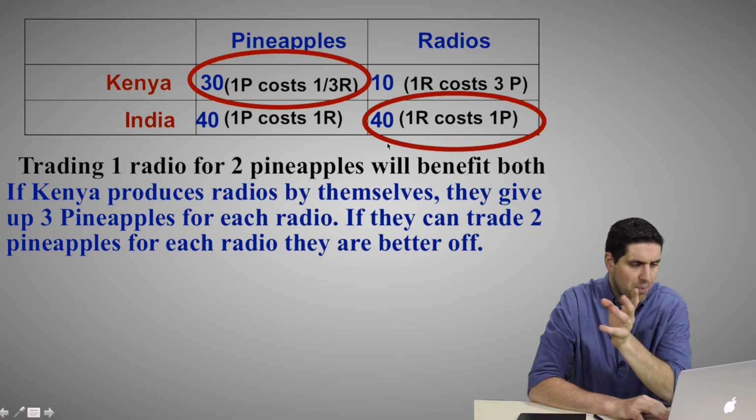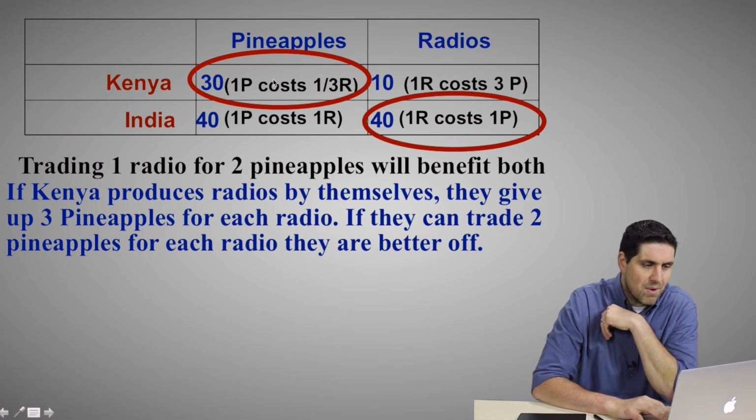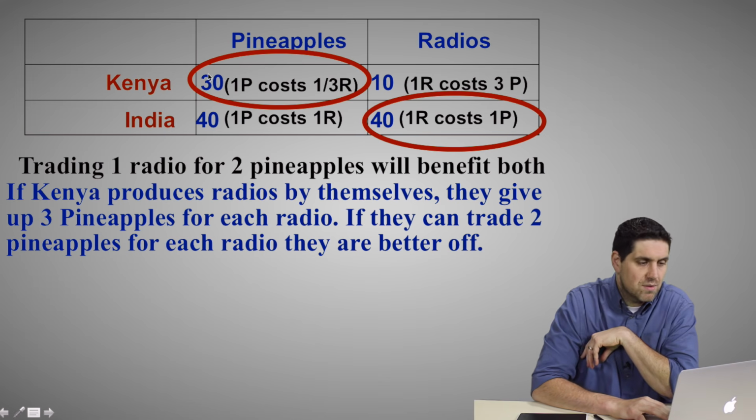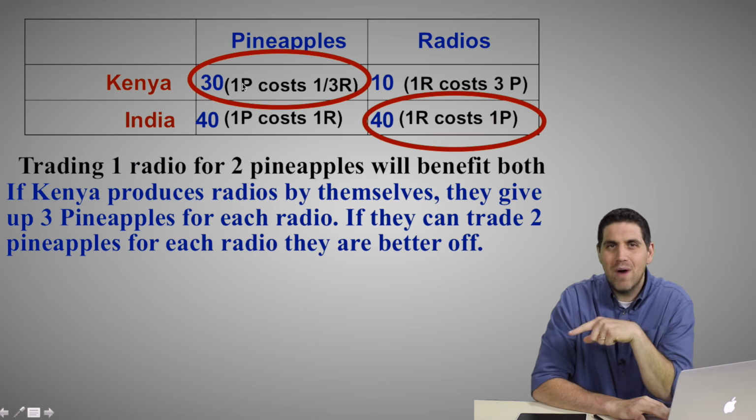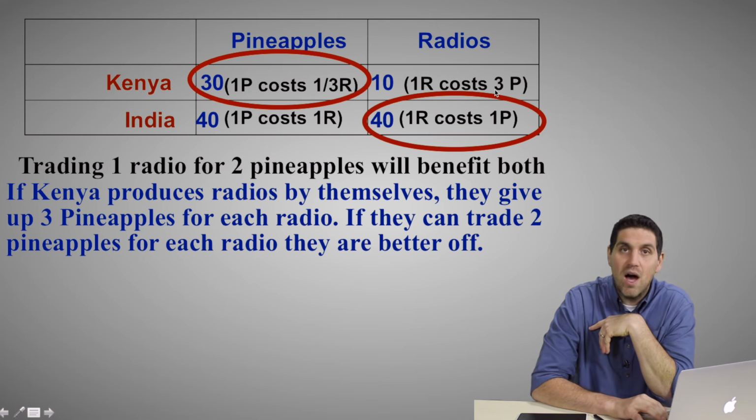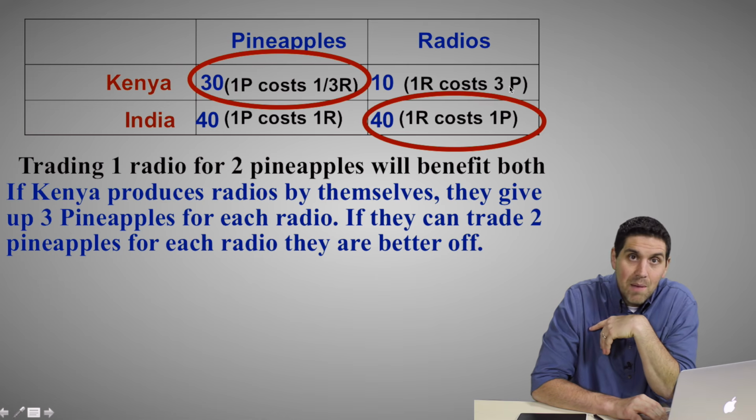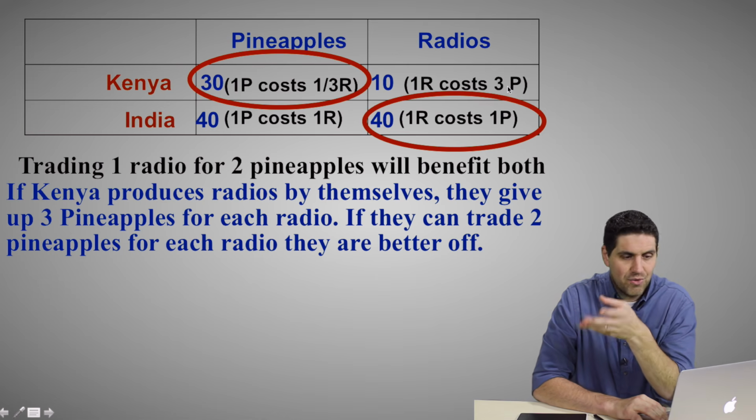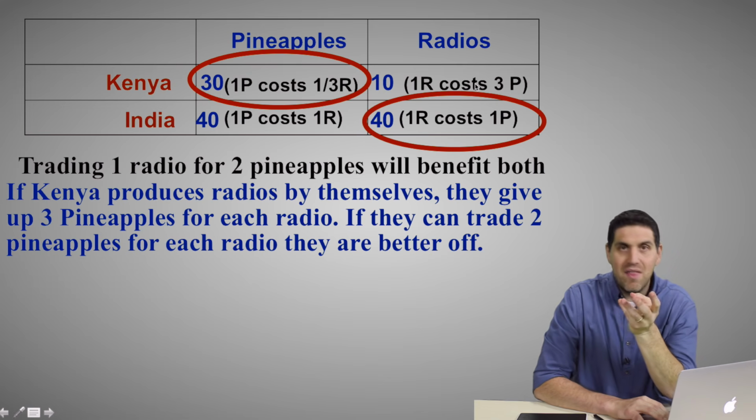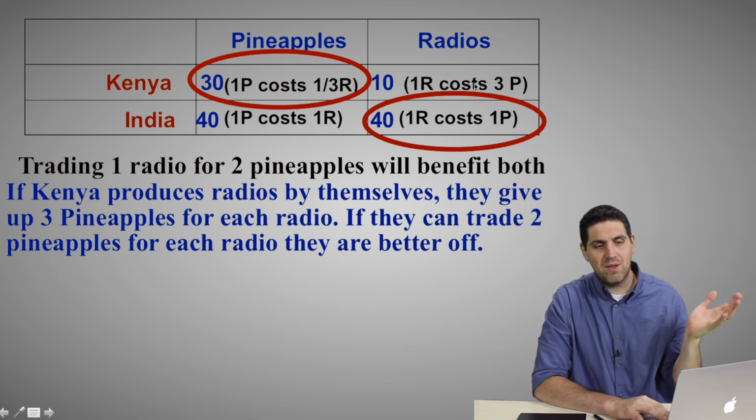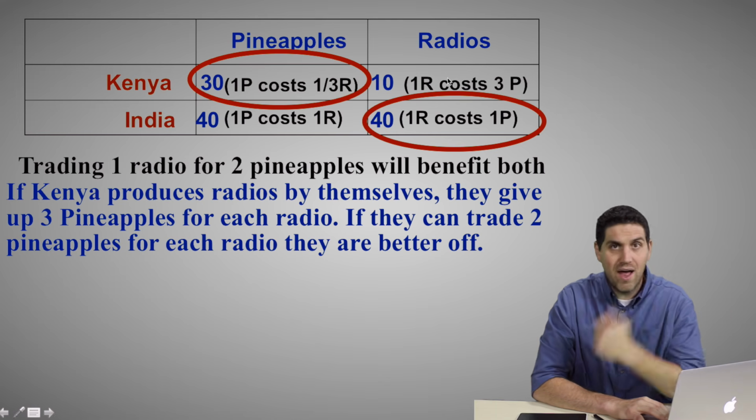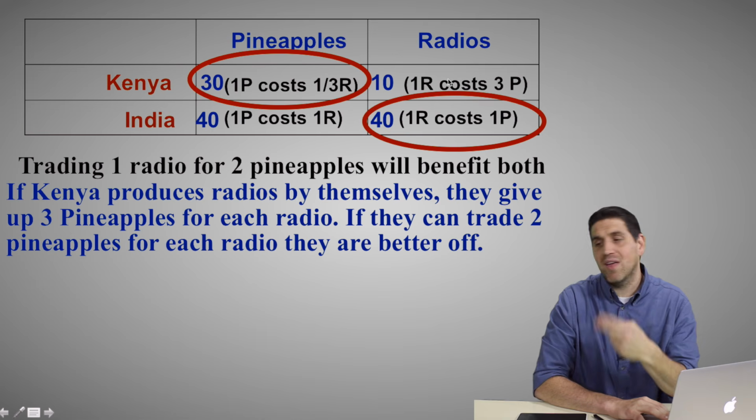If Kenya produces radios by themselves, so remember, Kenya's producing pineapples, right? If they want radios, they've got to make them themselves, or they've got to trade for them. If they make it themselves, how much does it cost them? Well, it costs them 3 pineapples, right? They'd rather trade 2 pineapples and get a radio than give up 3 pineapples and get 1 radio by producing it themselves. So this works for Kenya. They're like, awesome, that's a great trade. It's better to give up 2 than 3.